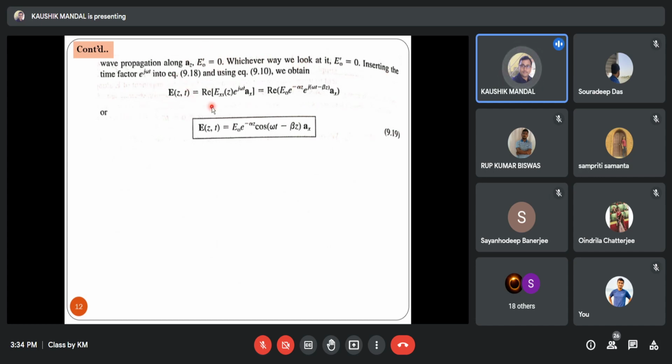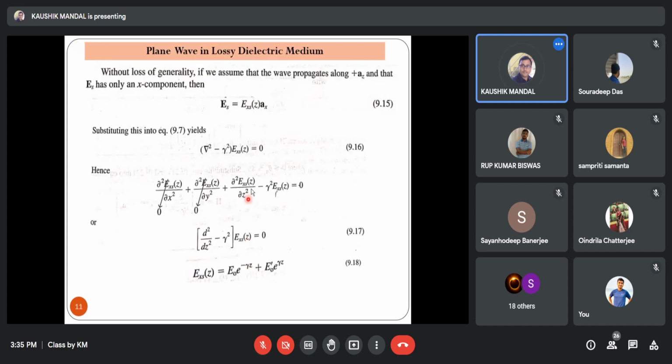That will be the real part of Exs(z), the phasor component, times e^(jωt) into ax. Now in place of Exs(z), you can put E0 e^(-γz). The second part, e^(γz), becomes 0, so only the first part will remain. Now in place of γ, you have to put α plus jβ.